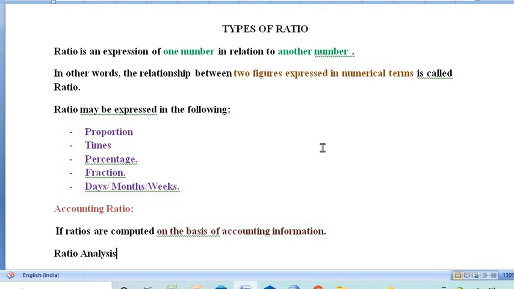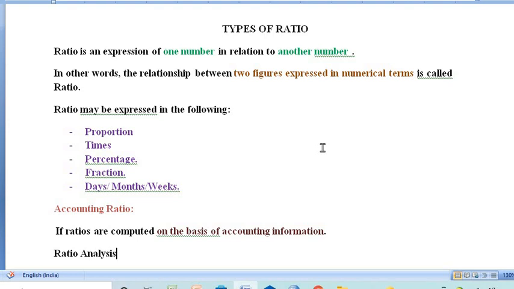Next we are going to discuss what the term accounting ratio means. If you are computing the ratio on the basis of accounting information, using the data or information from accounting records, and you are computing the relation between two numerical values presented in the accounting record, we call this an accounting ratio.